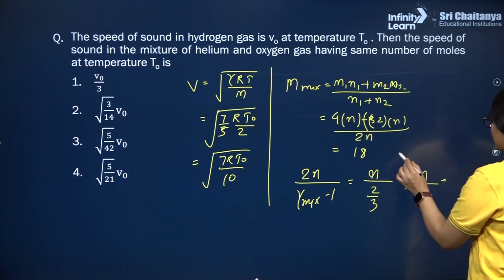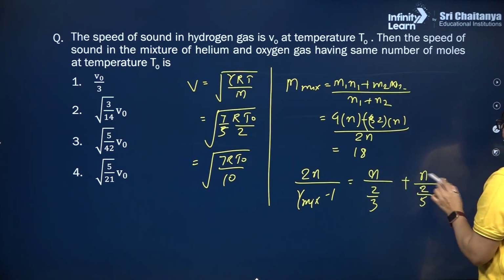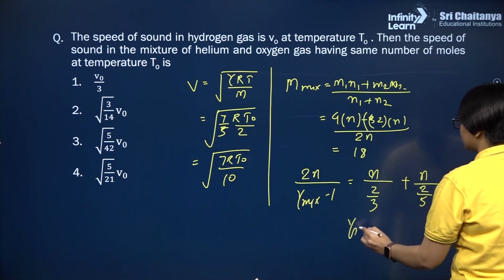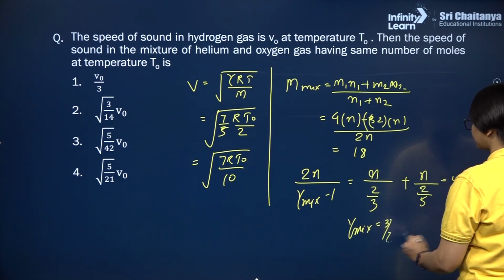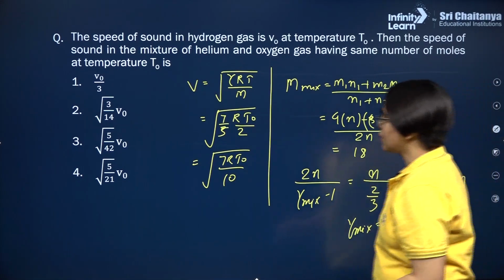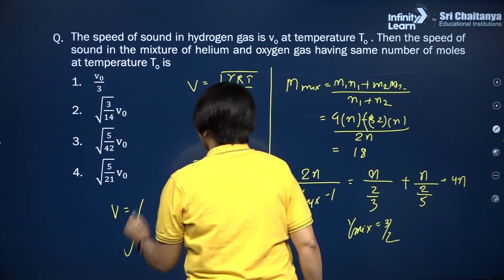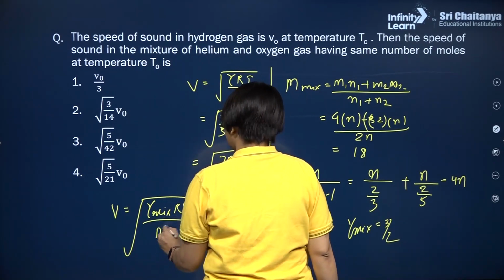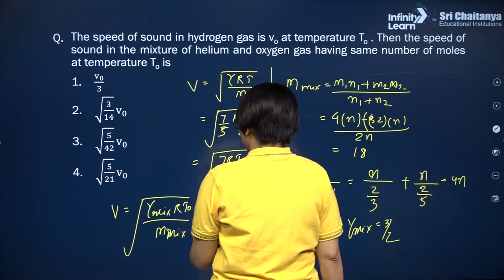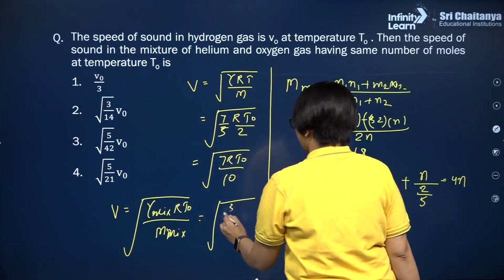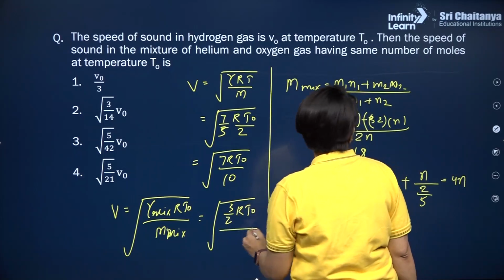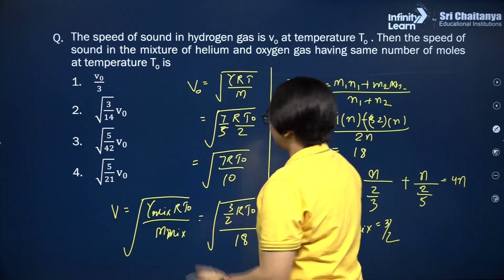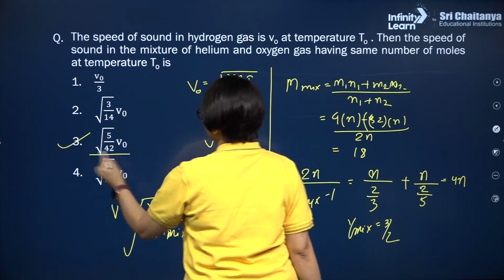So, this is 3N upon 2 plus 5N upon 2. So, this is 8N upon 2, that is 4N. So, over here we have gamma mixture as 3 by 2. So, the speed of sound in mixture will be under root gamma mixture RT0 divided by M mixture. So, it will be under root gamma mixture is 3 by 2 RT0 divided by M mixture is 18. So, when you compare this with this, you will get V in terms of V0 as under root 5 upon 42 V0.